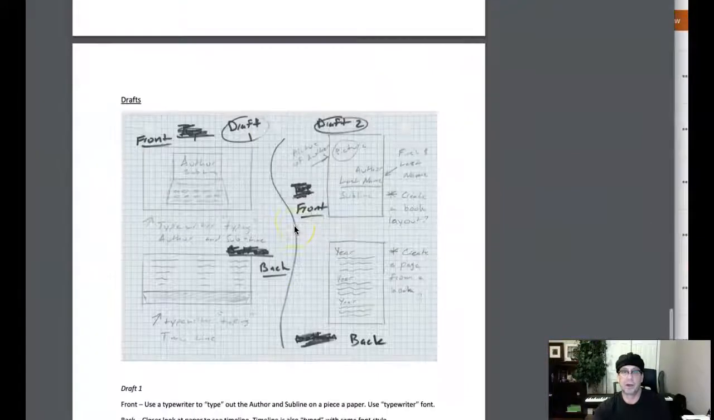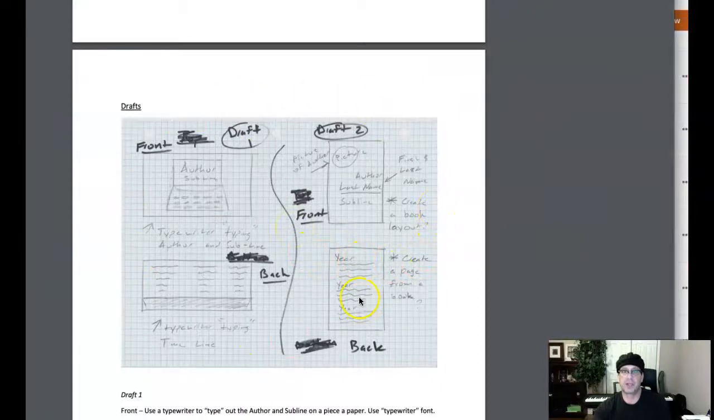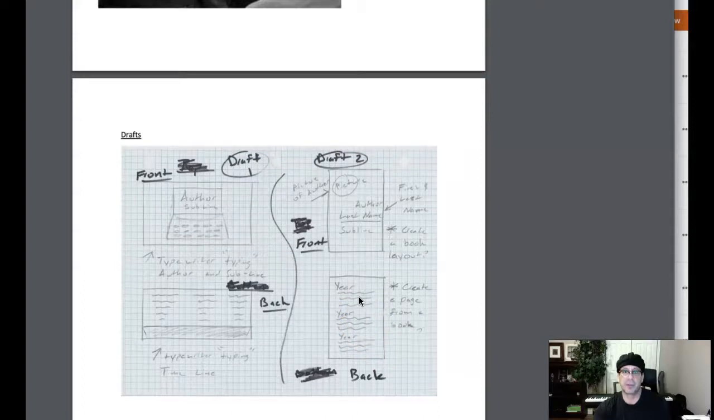Okay, so good start for Sunday submission. I'd like to see two more sketches for the front and the back, and really try to create meaning, be as detailed as possible on your sketches.